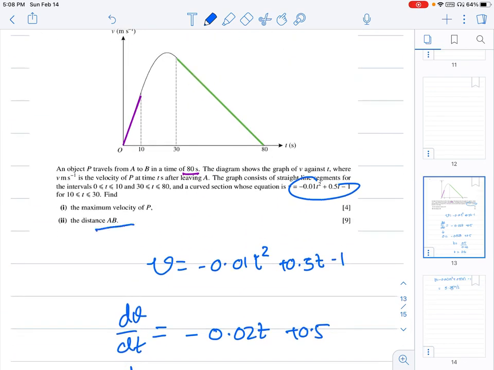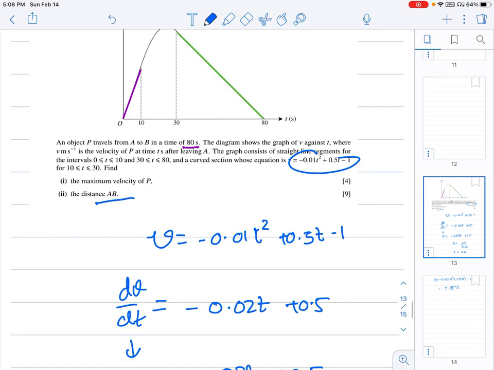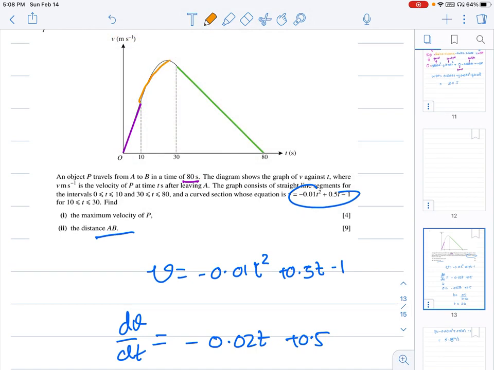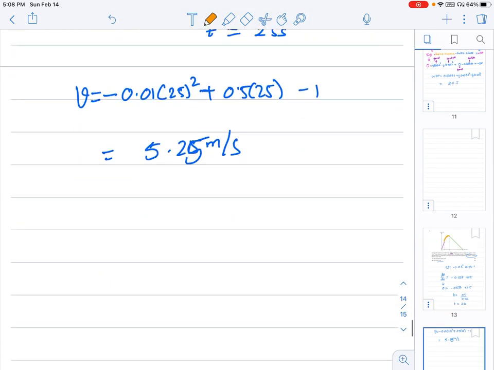The distance AB. He is asking us to find the distance AB. So what am I going to do? The curve is starting from, we can see that, let me draw it out in this part. The curve is starting from 10 to 30. So I find velocity at 10. So minus 0.01 times 10 square plus 0.5 times 10 minus 1.